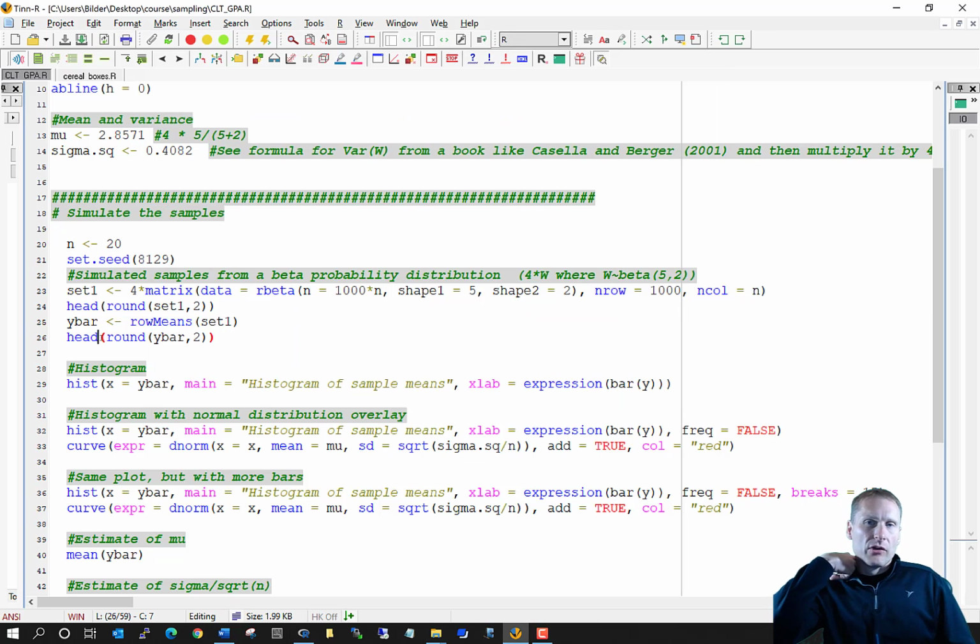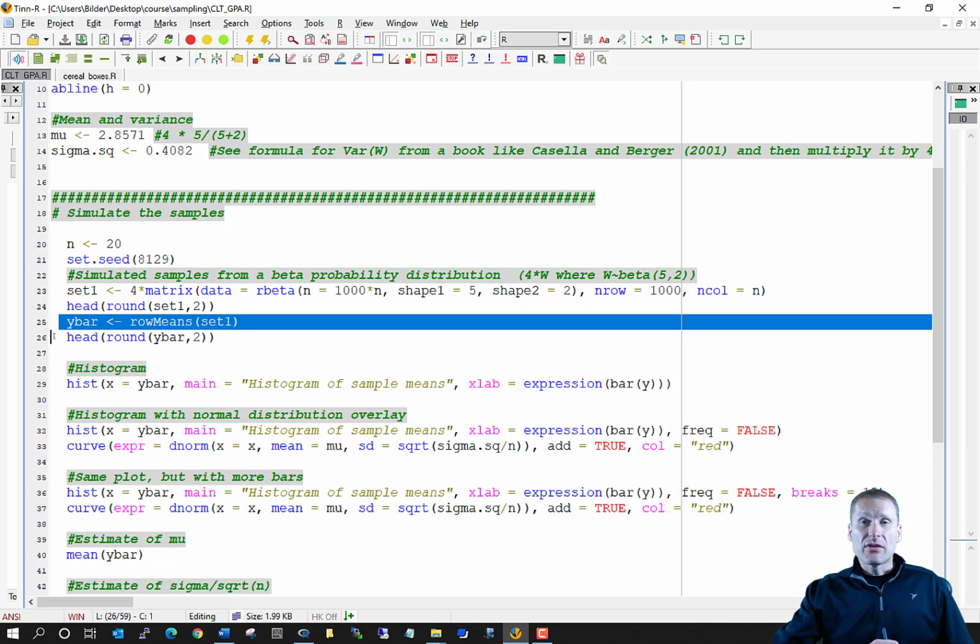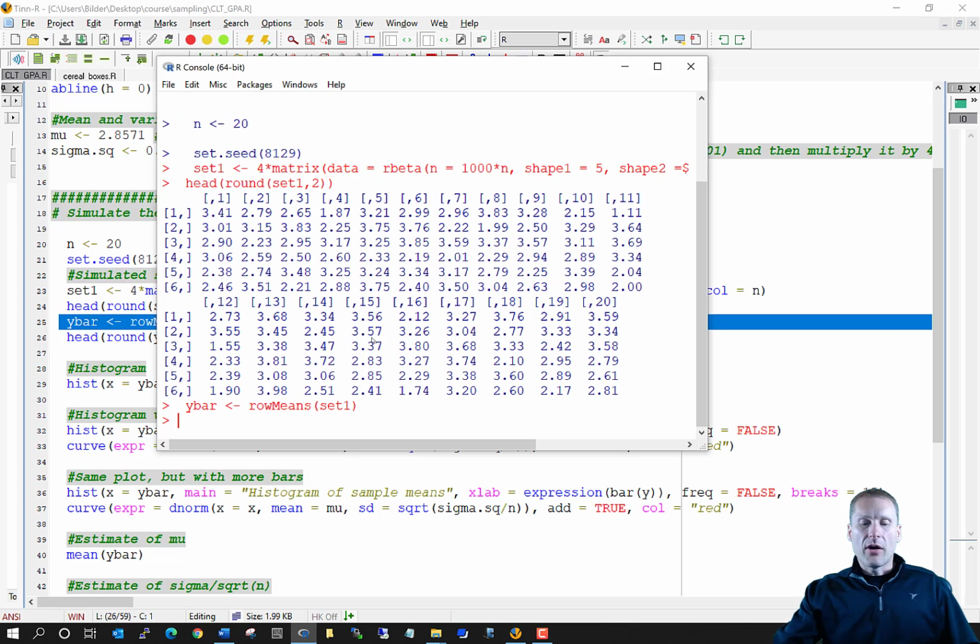Okay, so I have 1,000 samples of size 20 each. Let's go ahead and find the mean for each of those samples. In other words, find the row means for this, what would be referred to as a matrix. So I say row means set 1, and I get back a y bar in return.